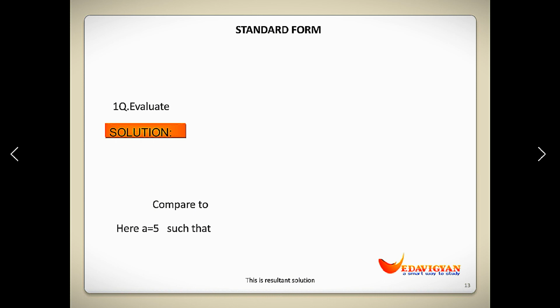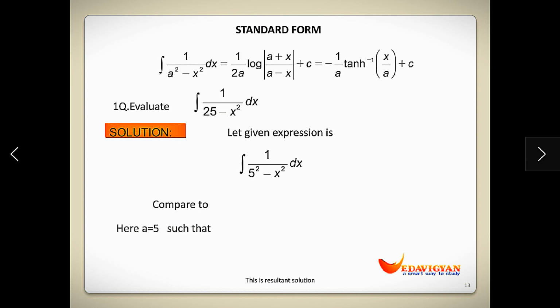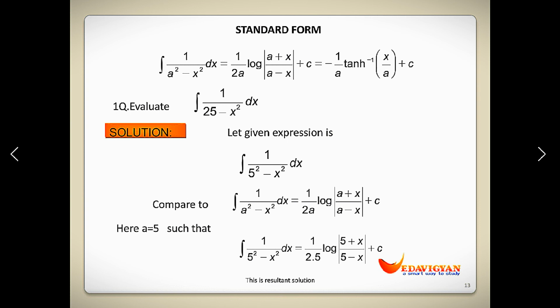Next, go to another standard form: the integral of 1 by a square minus x square dx is equal to 1 by 2a log modulus of (a plus x) by (a minus x) plus c. Otherwise, you can use the right-hand side formula, 1 by a tanh inverse x by a plus c. Let us see the problem here: given the integral of 1 by 25 minus x square dx, right? The given expression is rewritten as 25 is 5 square minus x square. Next, this equation is compared to the above standard form, where a value is 5. This is the resultant solution.